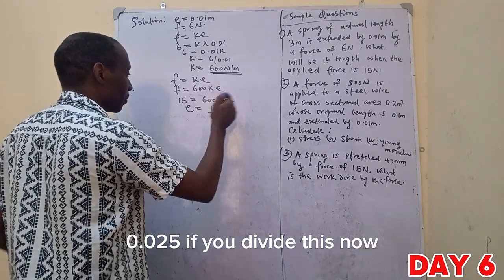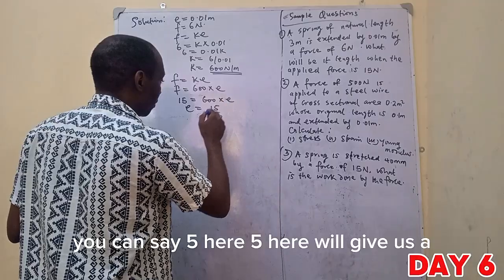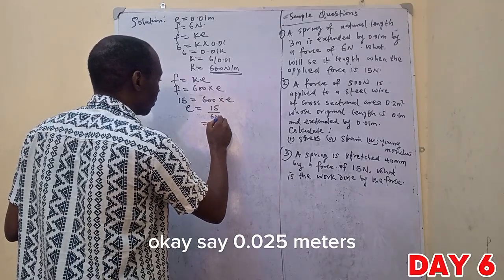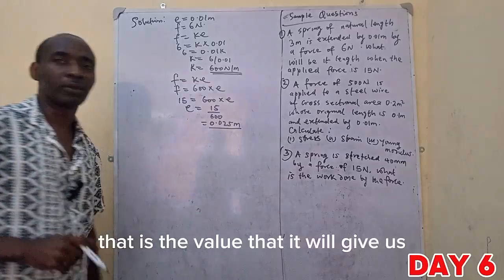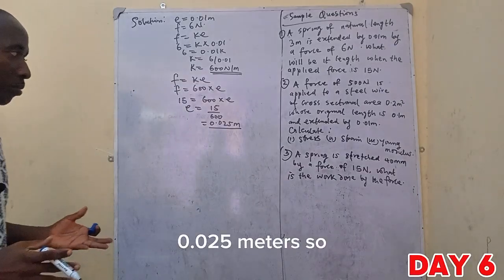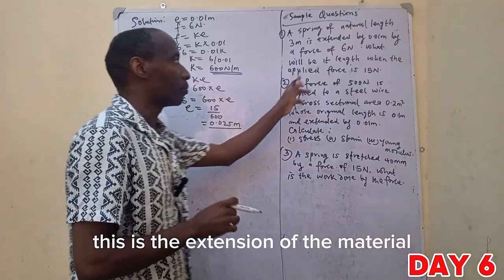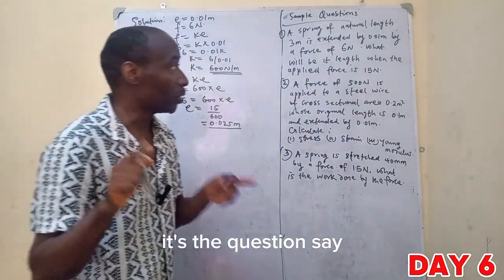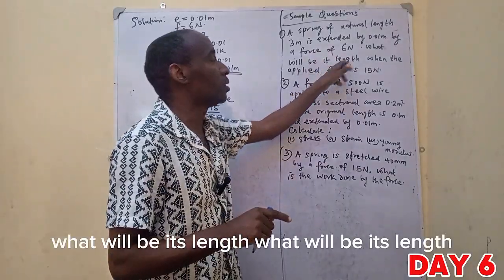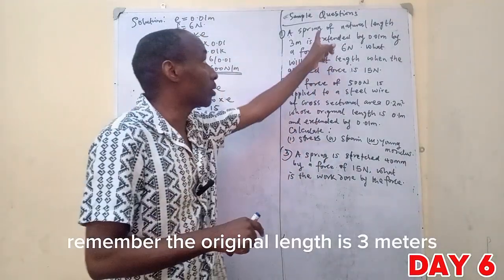15 divided by 600 will give you 0.025. If you divide this, you can cancel 5 here. That is the value that it will give us, 0.025 meters. So this is the extension of the material when a force of 15 Newton is applied. But the question says, what will be its length? Remember, the original length is 3 meters.